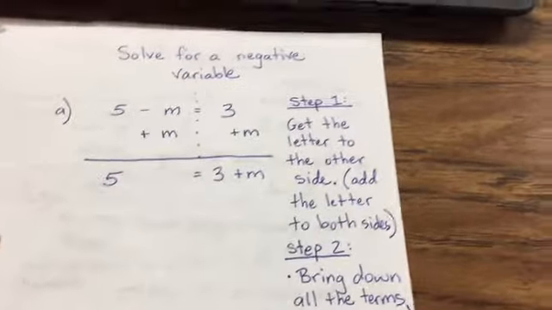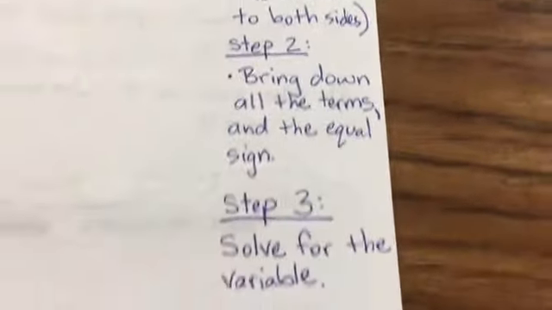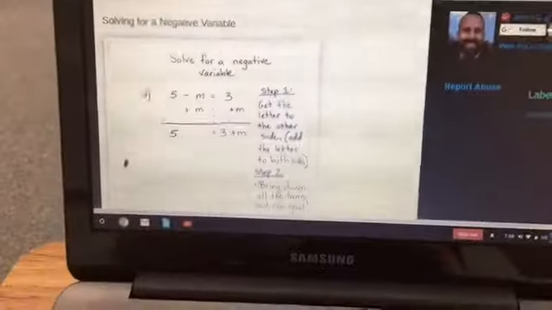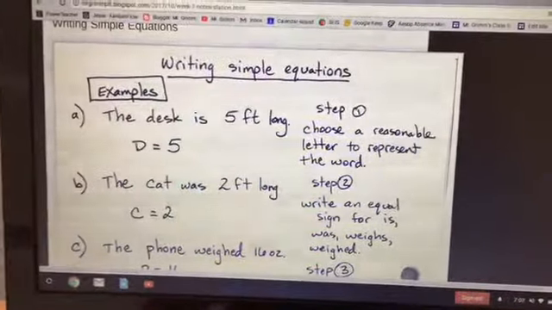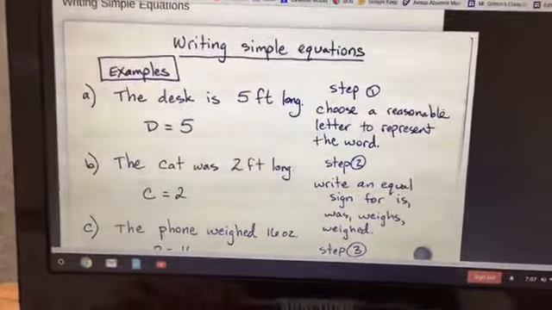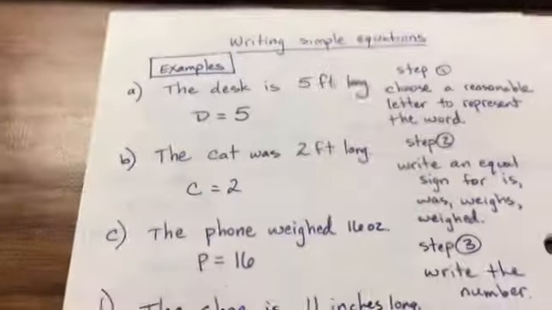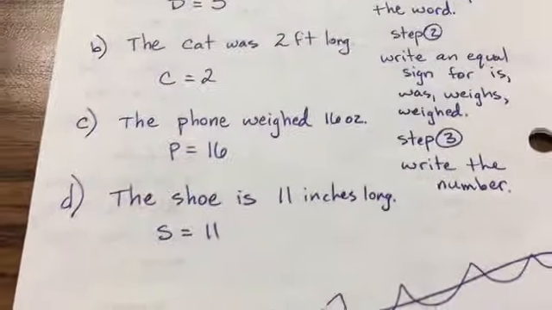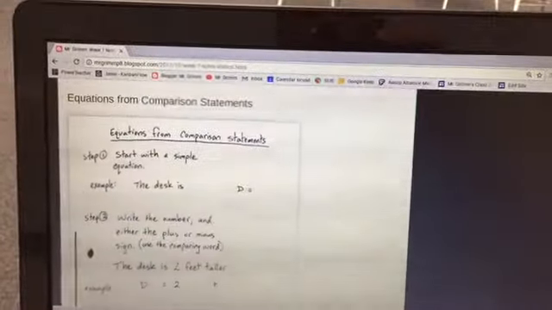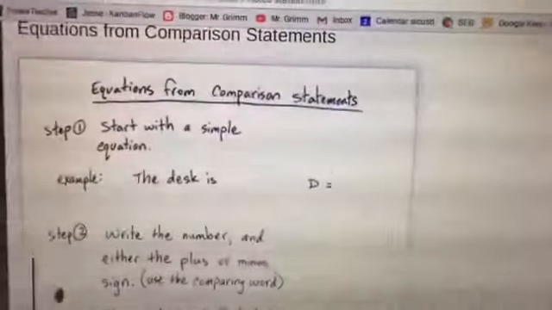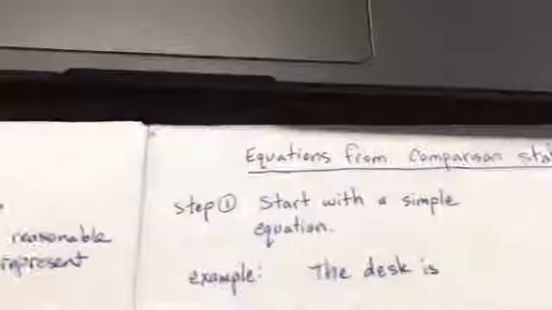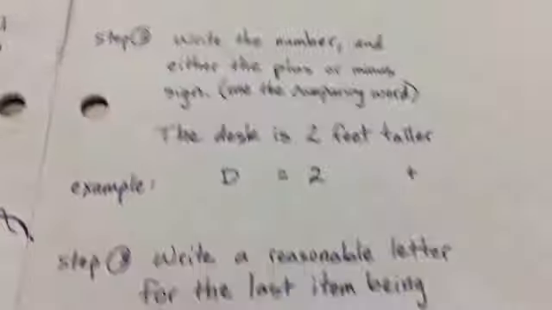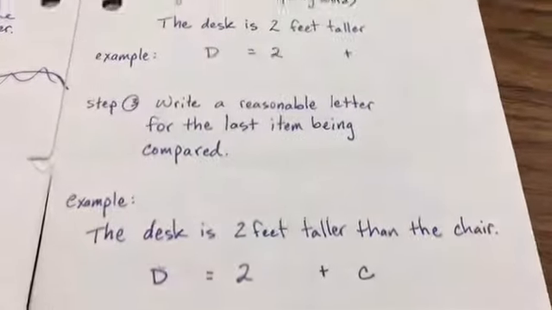Solve for a negative variable, including all of the steps. When you're done with that, scroll down a little further to the next set of notes, writing simple equations, and take those notes and copy them into your brain book, including all of the steps. When you're finished with those, scroll on the website until you find equations from comparison statements and copy those notes into your brain book. Again, including all of the steps.